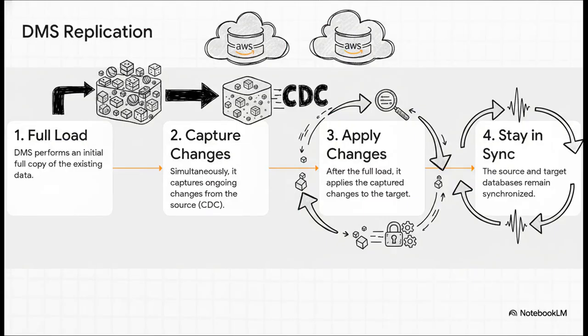So how does DMS pull off this minimal downtime magic? It's all about this 5-step process. First, DMS makes a full copy of all your data. But, and this is the brilliant part, at the exact same time, it starts watching and capturing any new changes that are happening on your original database. This is called Change Data Capture, or CDC. So after that initial big copy is finished, DMS applies all those changes it was tracking, keeping the 2 databases perfectly in sync until you're ready to flip the switch.